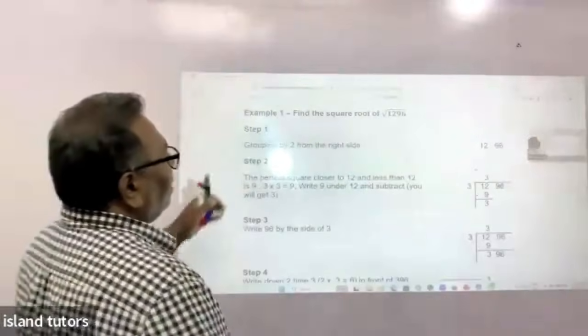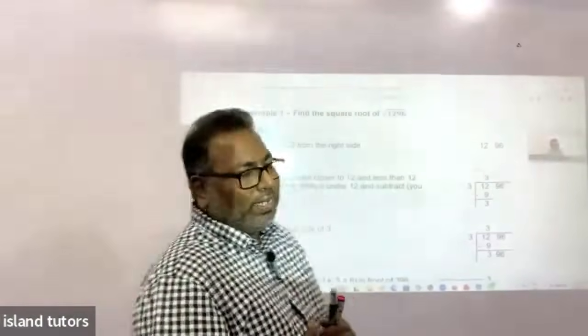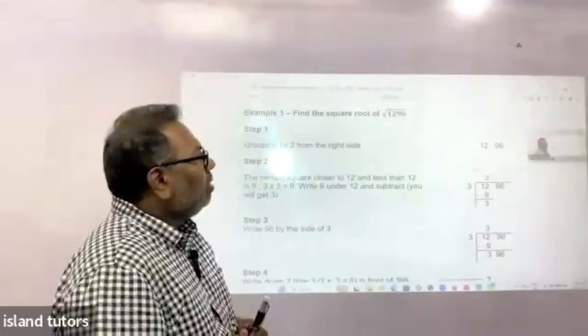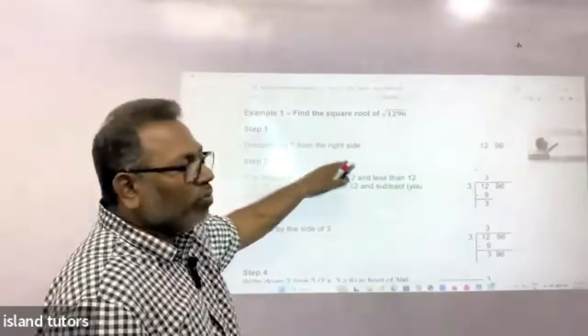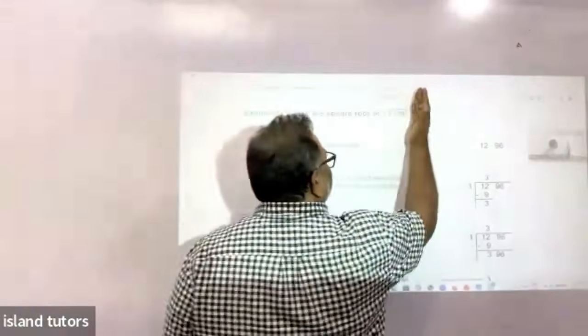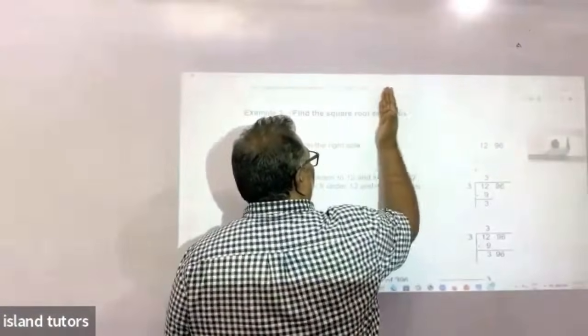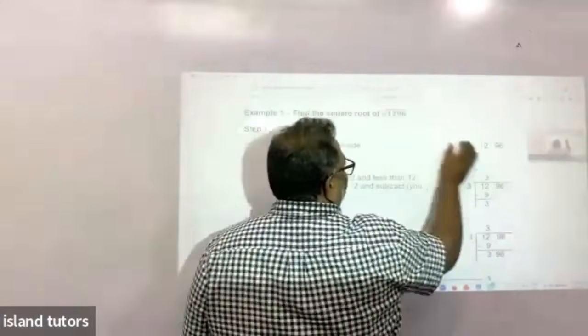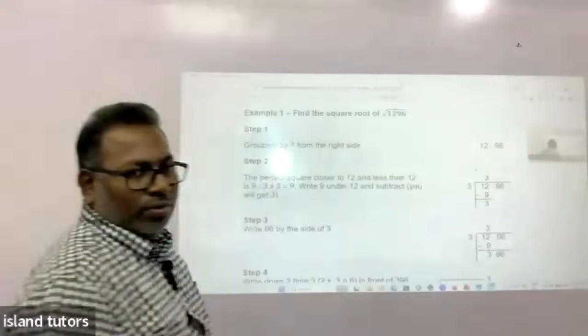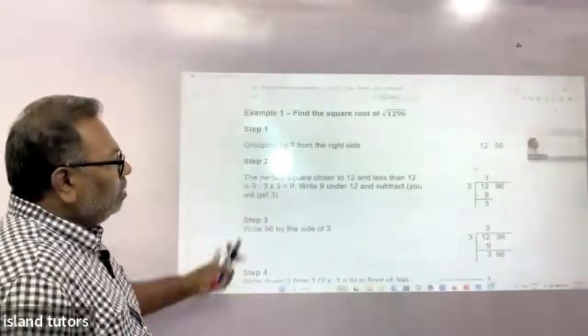Example 1, they want you to find the square root of 1296. So how do I do that? There is a step-by-step process. First one, you group it into 2 from the right-hand side. So from the right-hand side, you put it into 2's. So I'm taking the 96, taking the 12. Right? That is the first step.